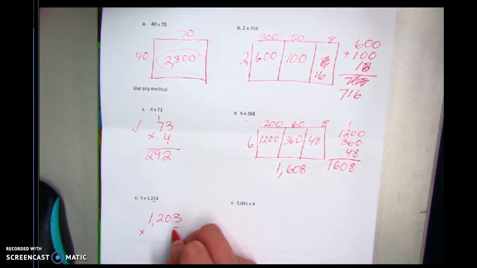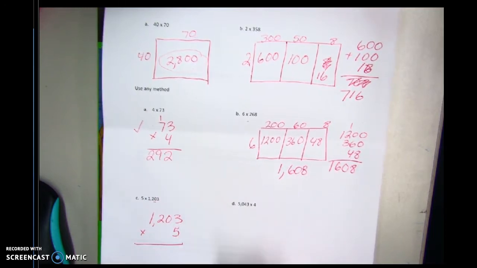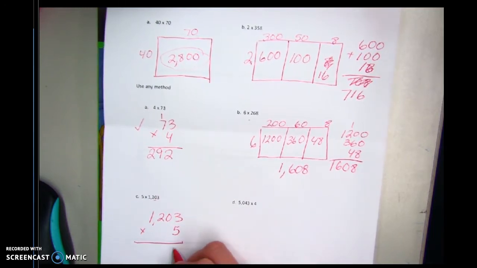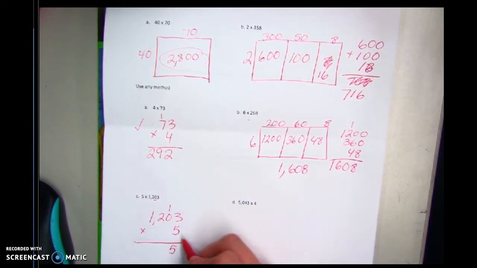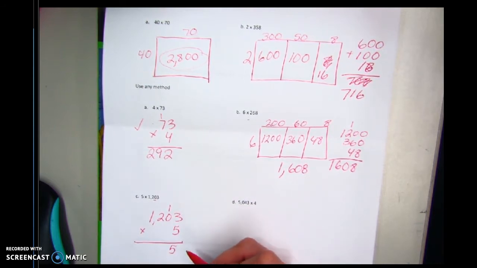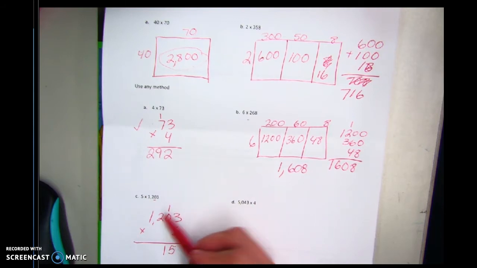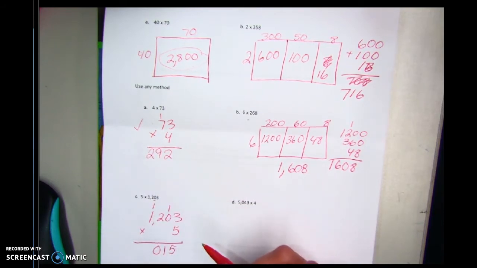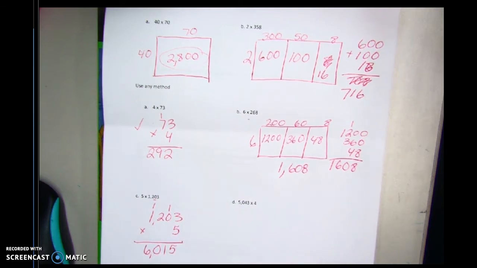So I have 1,203 times 5. 5 times 3 is what? 15. 5 goes down, 1 goes up. 5 times 0 is what? 0. 0 plus 1. So that's where the trick happens. My 1 goes down because I have to add that 1. 5 times 2 is what? 10. 0 goes down, 1 goes up. 5 times 1 is? 5. Plus 1 is? 6. So my answer is 6,015.